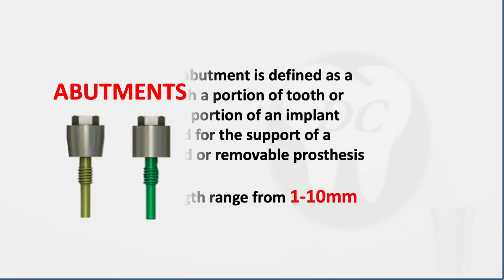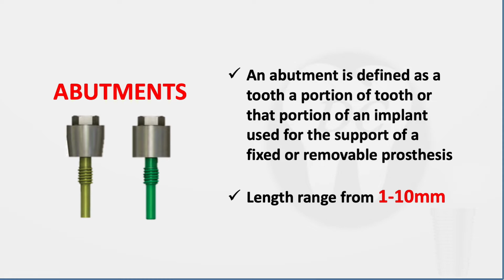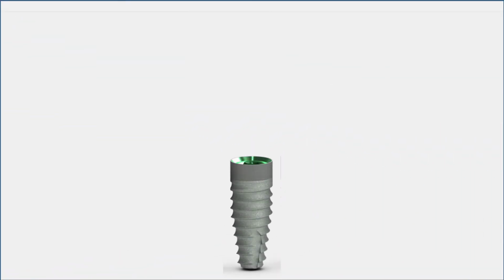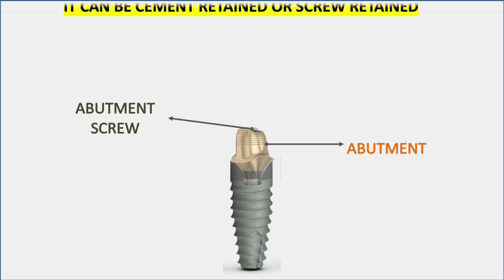Now the next component is abutments. It is defined as a portion of tooth or that portion of implant used for the support of a fixed or removable prosthesis, and it ranges from 1 to 10 mm. As we know, we have a fixture and an abutment, and a part of the prosthesis which is seated over the implant is called abutment, which can be screw retained or cement retained.